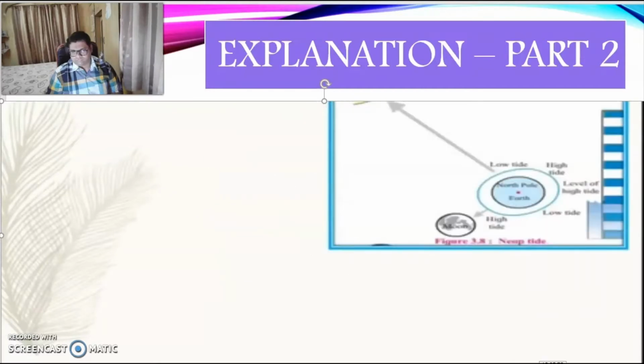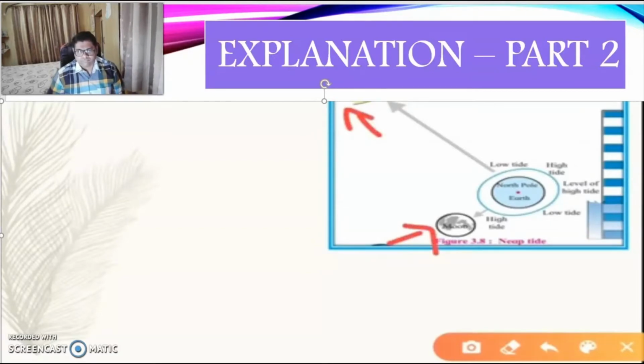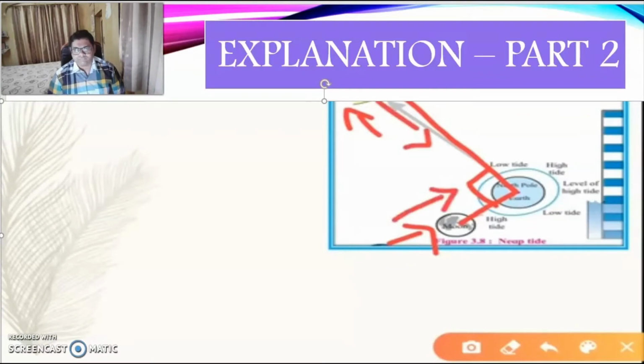Over here we can see, this is the sun, the moon is here, and we have the earth over here. Now they have formed a right angle. Right angle means 90 degrees, isn't it? You have learnt about it. So the sun's pull will be from this side, the moon's pull will be from this side. Since the moon's pull is stronger than that of the sun, we will be having a high tide over here. I'll show you again.